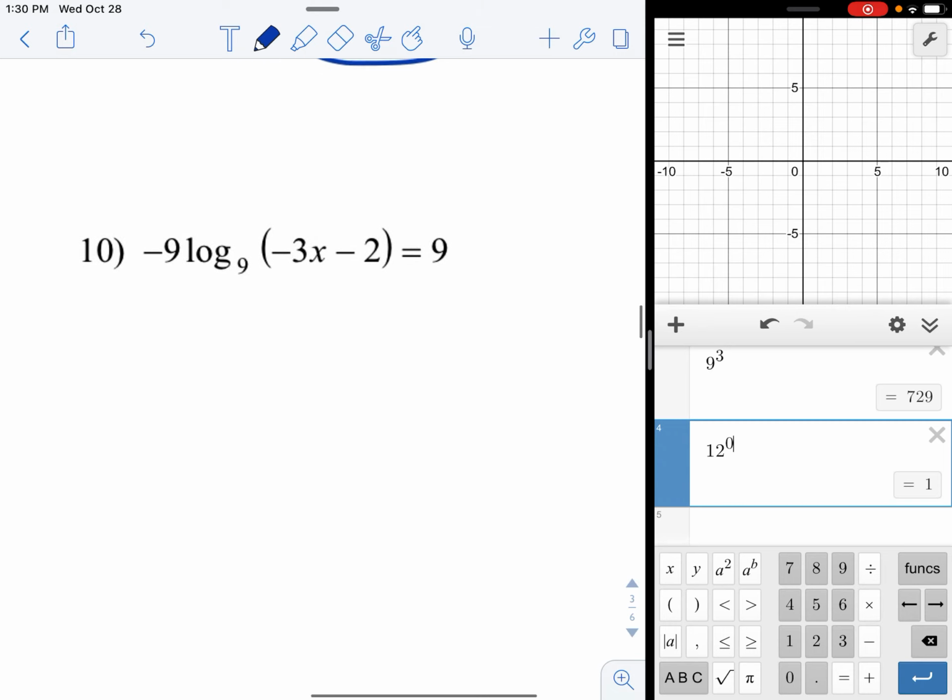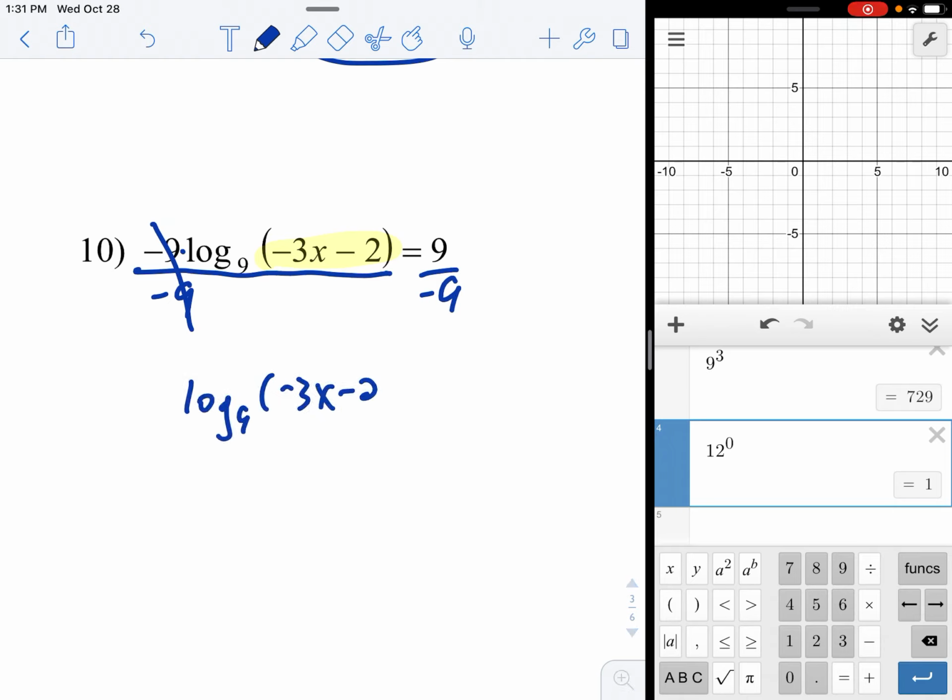All right, number 10. Now this is one that could confuse people. I could see people who want to drop a base right away, but you can't because this negative 9 out here, it's not part of the logarithm. We need to get rid of it first. I could see people who see a negative 9 and want to add 9 to both sides. That won't work because it's not subtraction, it's a negative. It's actually multiplication. And how do you cancel out multiplication? It takes division. You have to divide this by negative 9 to cancel that out and do the same on the other side. So we get log base 9, negative 3x minus 2 equals 9 divided by negative 9 is negative 1.